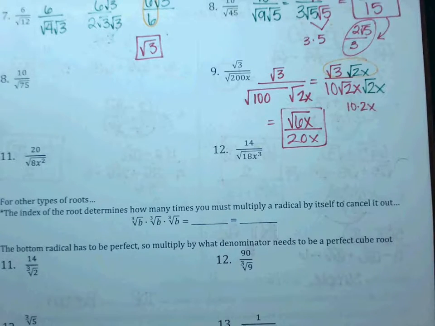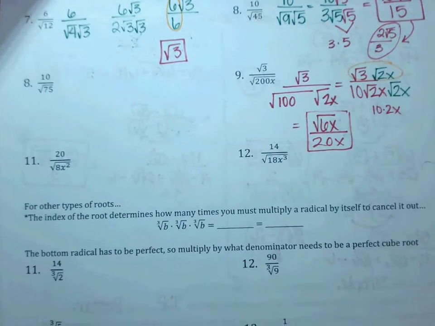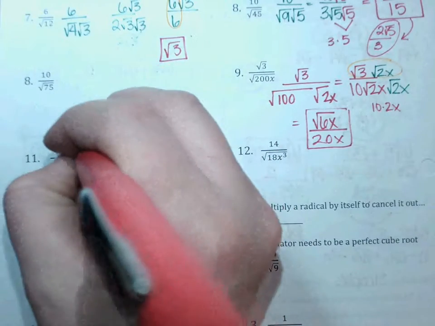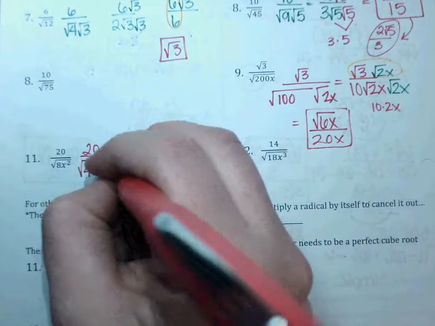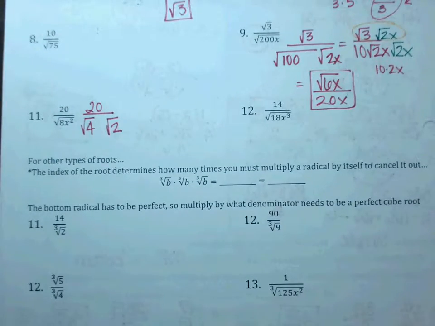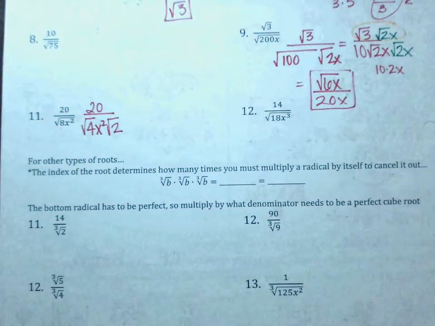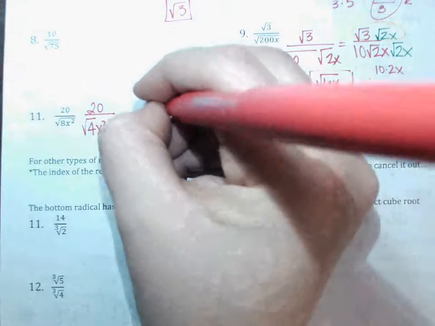Okay? Let's do number 11. Okay, 8x squared. What perfect square can come out of 8? 4. Good. So I'd have 20 on top. That's going to be 4 and 2. Where would my x squareds go? Perfect or leftovers? Perfect. Because remember, if it's an x squared, I can split those up into 2 groups without having any left over.